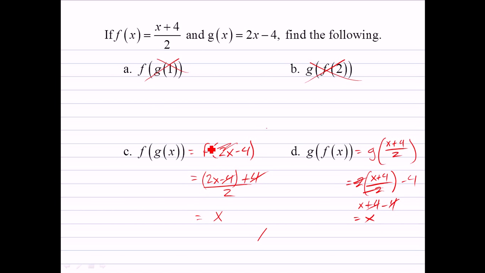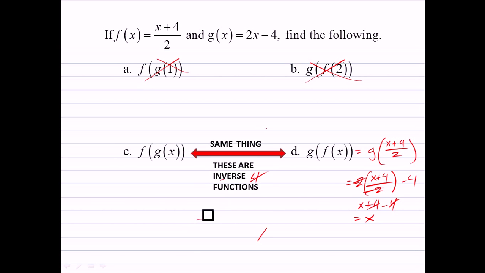So since we get x, that's when we came to the part where we figured out that those are the same thing. Since they both gave us x, we got that these two are inverse functions. So that means that this is an inverse function of this and vice versa.